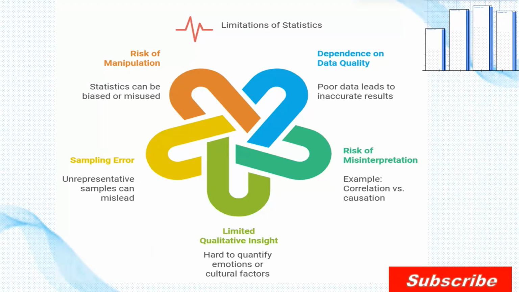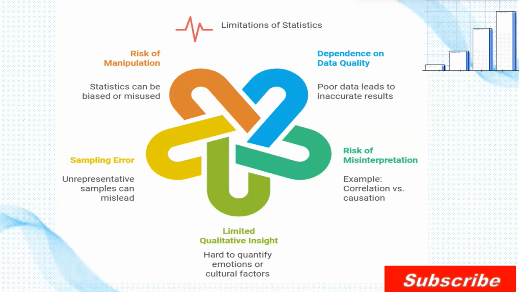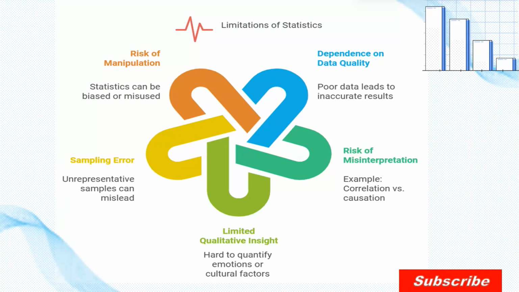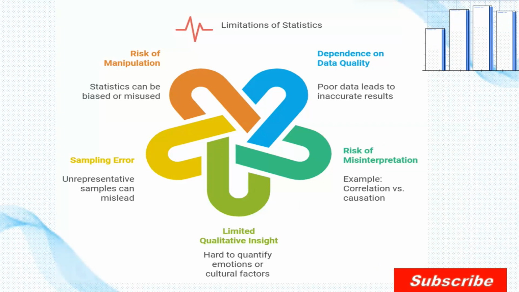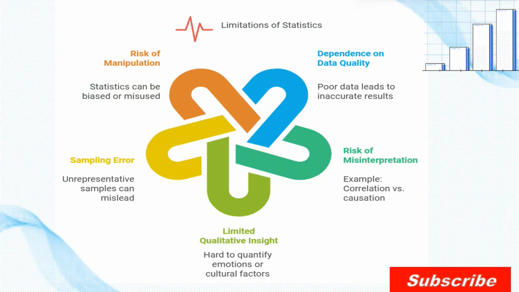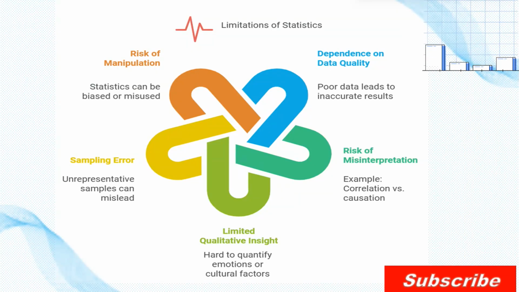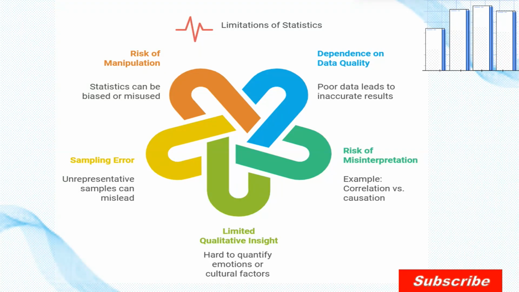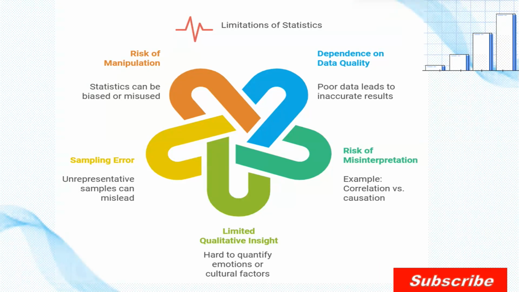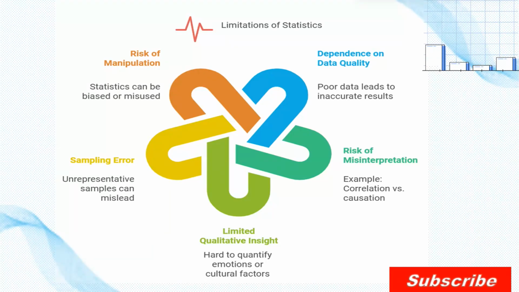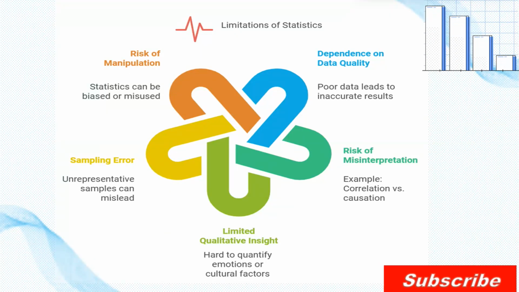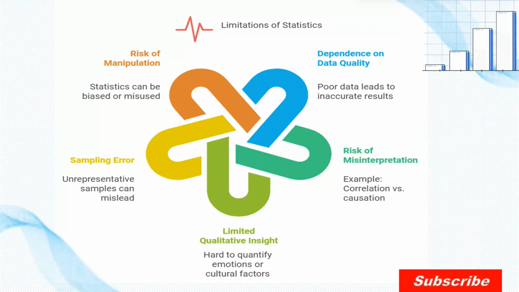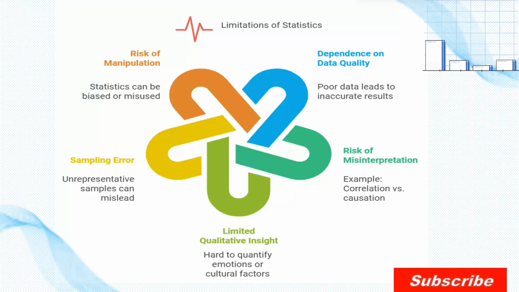To wrap up, let's review what we've covered in this introduction to statistics. We define statistics as the science of data, involving the collection, organization, analysis, and interpretation of information. We then explored the two primary branches of statistics: descriptive and inferential statistics. After that, we looked at how statistics is applied in various fields, from business to healthcare, to help in making informed decisions. And finally, we discussed the limitations of statistics, reminding us that while statistics is powerful, it must be used carefully and critically.